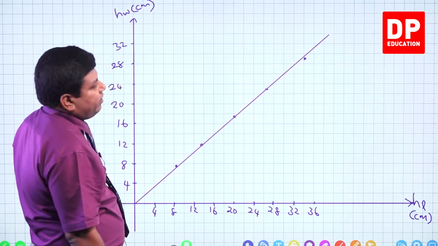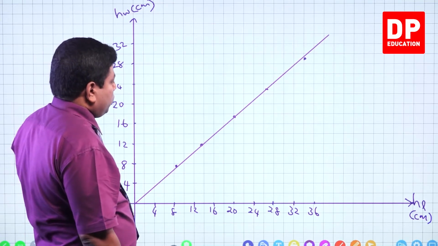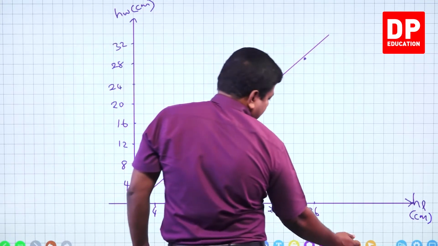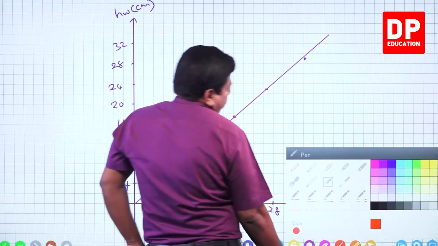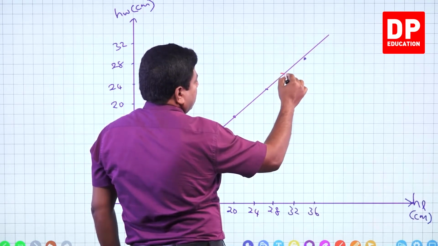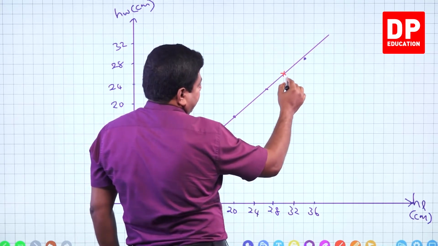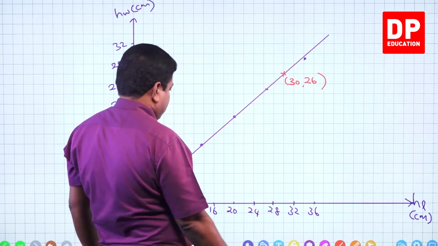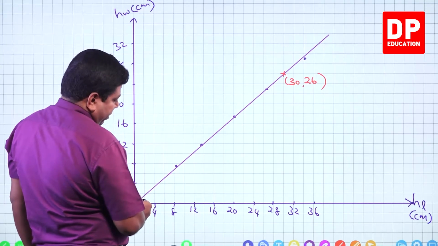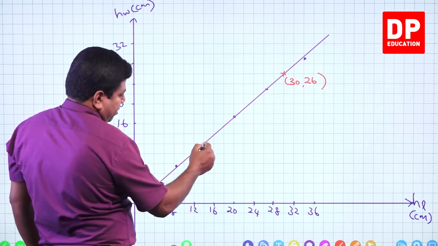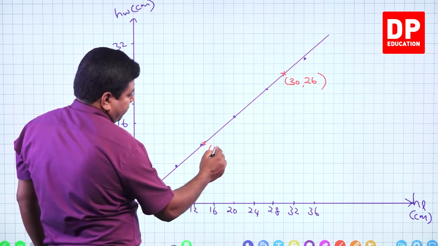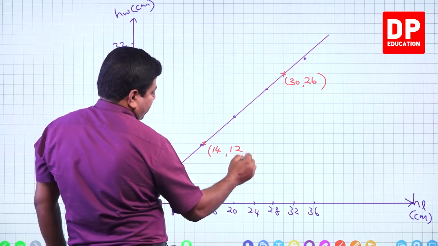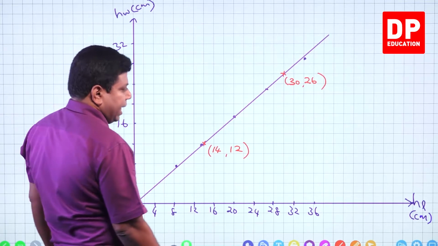Right. Only the last point has deviated a little bit. Apart from that, everything else goes through the line. Correct? Yes. Let's take 2 points to find the gradient. Here this point is good, which is at 30 and 26. Then we can take another point, which is at 14 and 12.